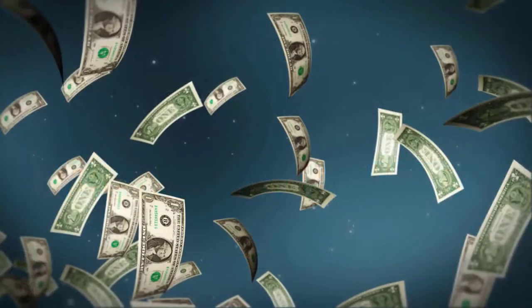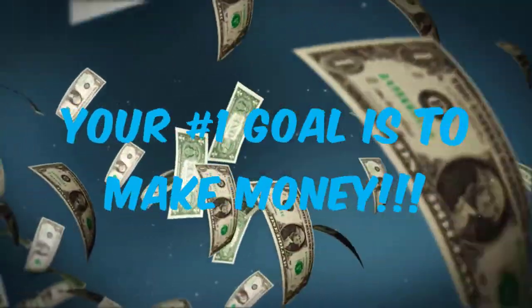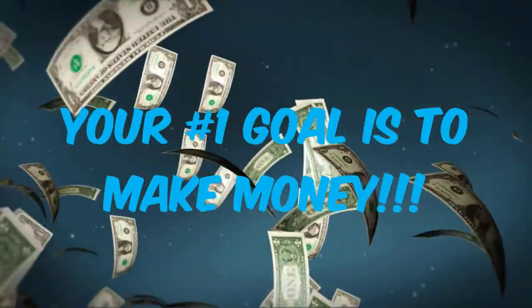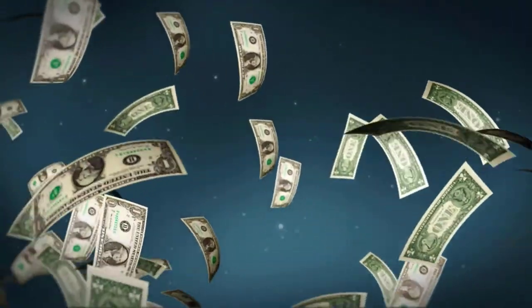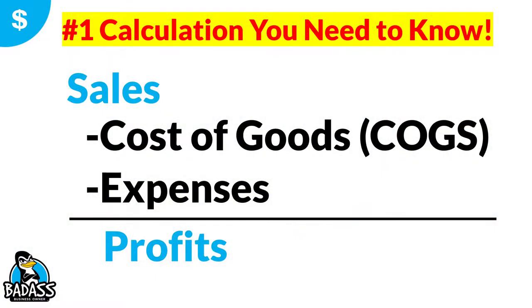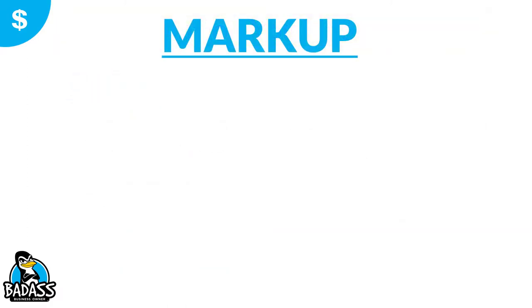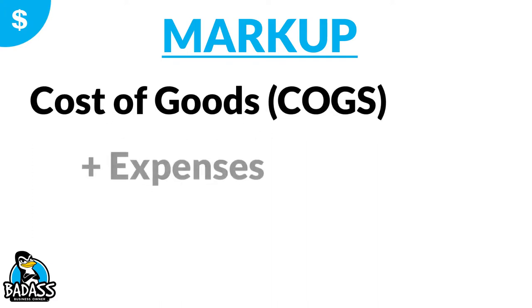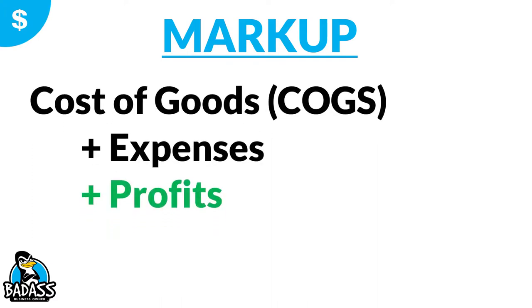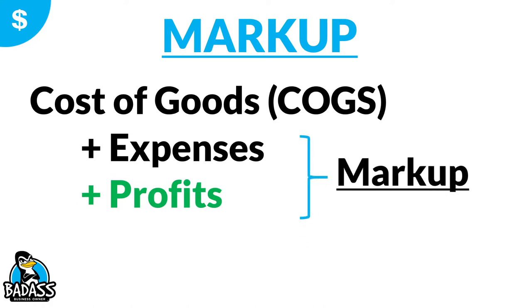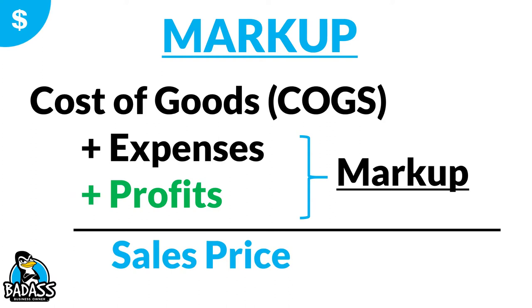So it's really important you know the profits, because at the end of the day, you're in a business. Your goal is to make money, to make profits, not to be paid like an employee. In order for you to get the profits to make the money, you've got to understand your numbers. And it all starts with this number one calculation that I said earlier: sales minus cost of goods minus expenses equals profits, because that's going to help you understand better the markup version of this whole thing, which is cost of goods sold plus your expenses plus your profits. Remember, expenses and profits is your markup, and that's how you're going to determine your sales price. So it's taking the same calculation, rearranging it a little bit, and letting you understand what your markup is.